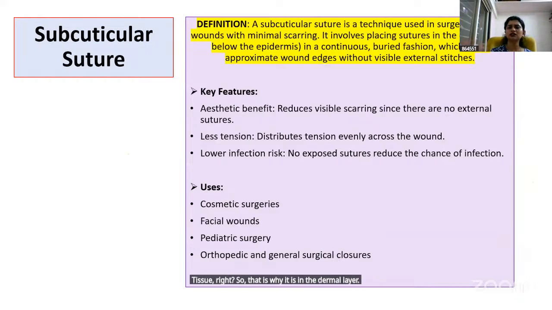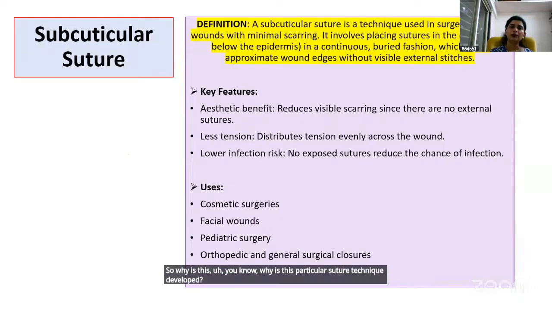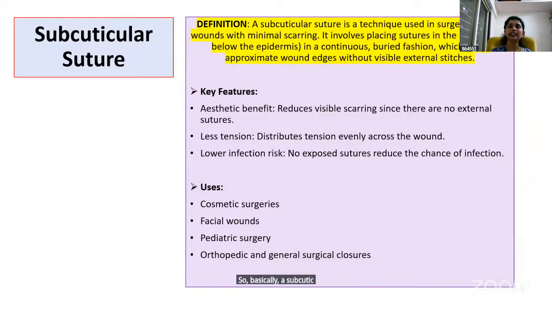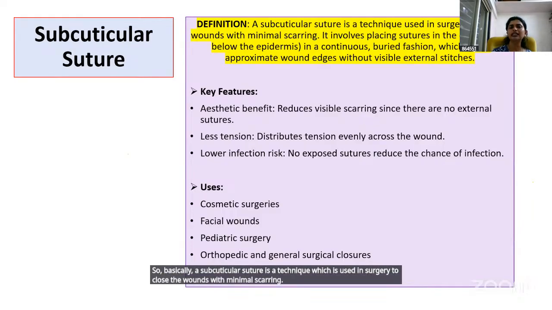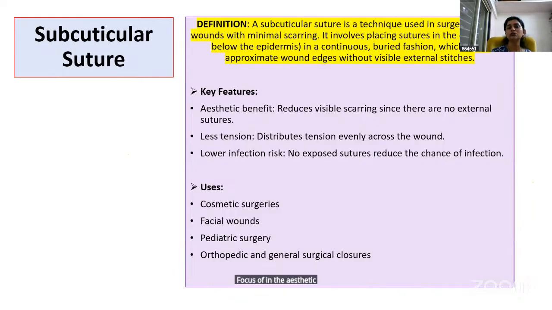So why is this particular suture technique developed? Basically, a subcuticular suture is a technique which is used in surgery to close wounds with minimal scarring. So in the aesthetic areas, we would always want to go with these subcuticular sutures because the suture is not used on the skin.